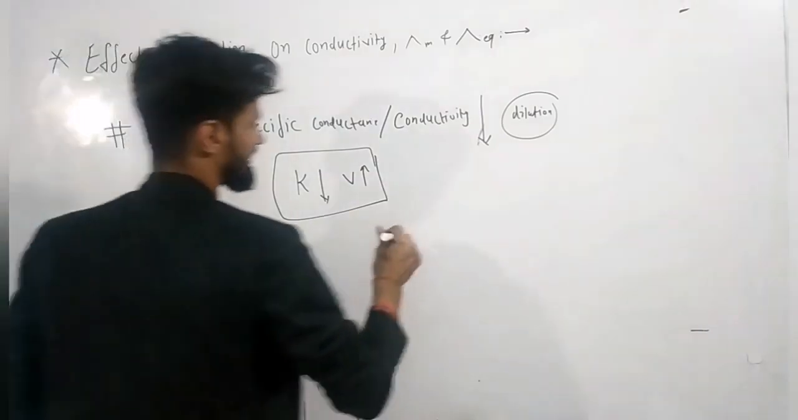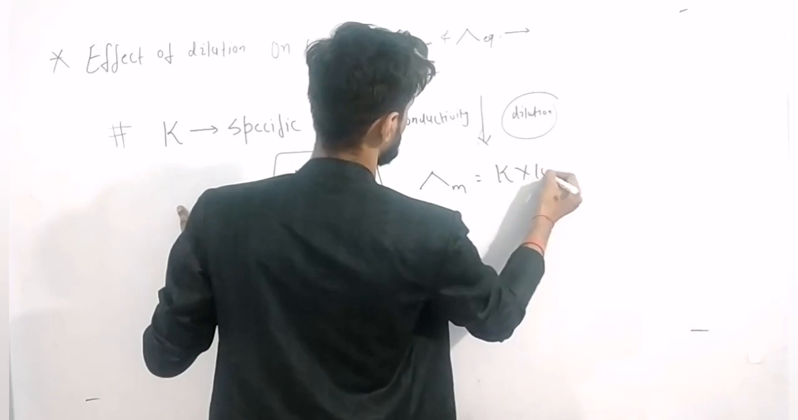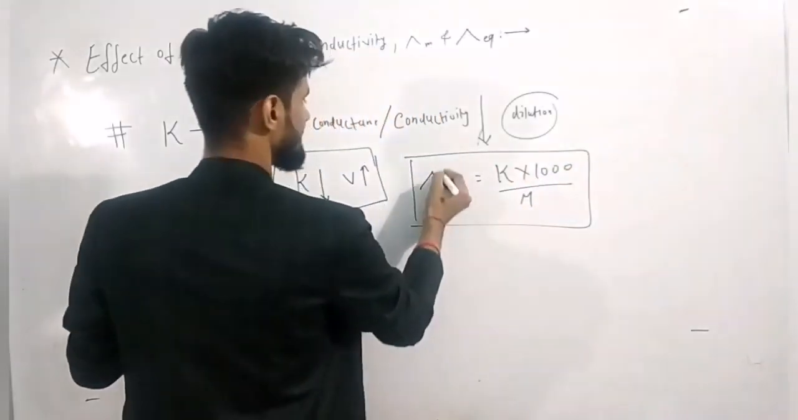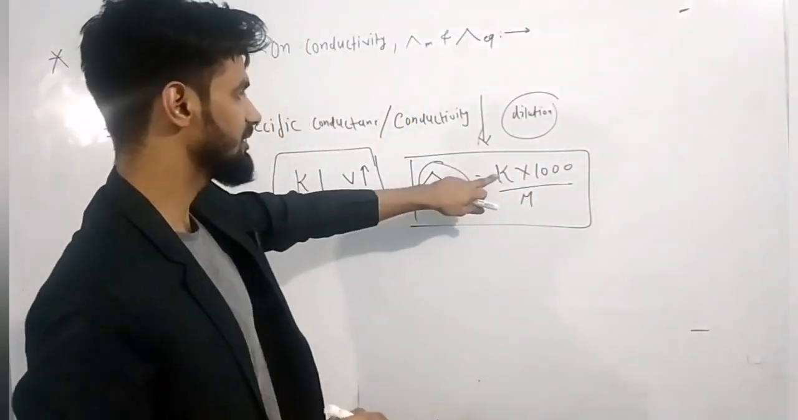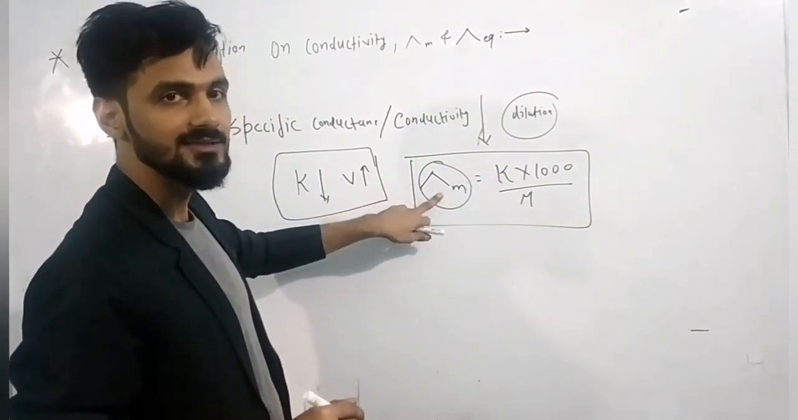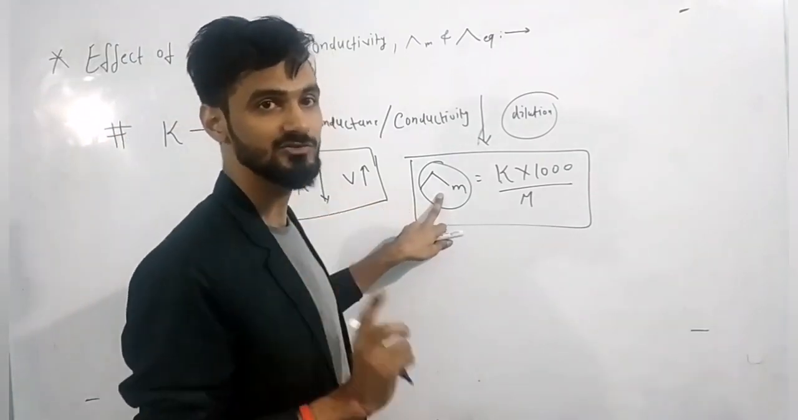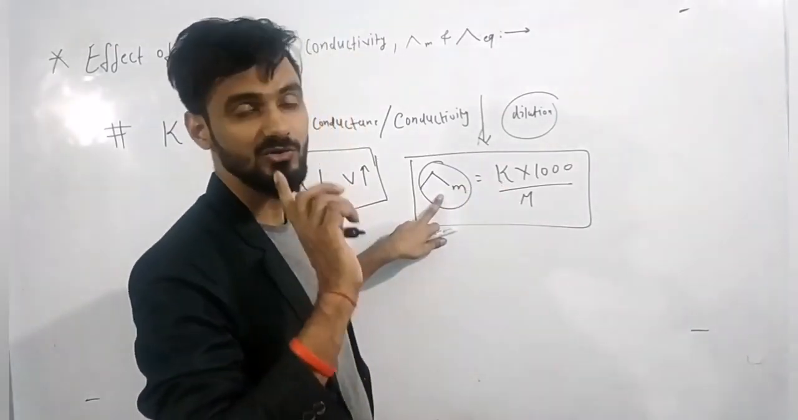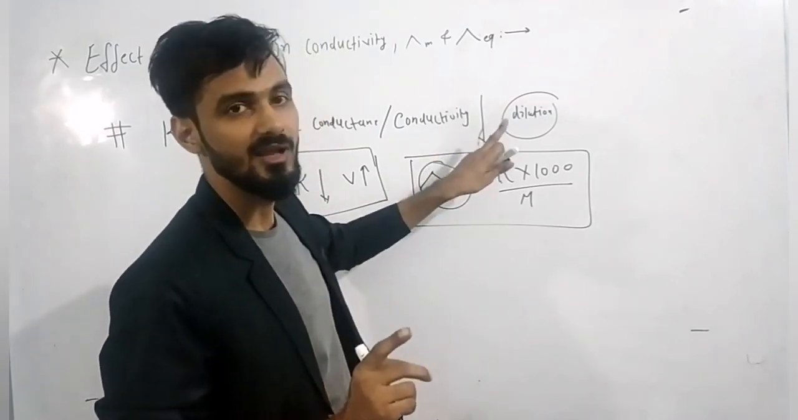Already you have defined kappa molar, which equals kappa into 1000 upon M. It means molar conductance is directly proportional to kappa. If you increase the volume, kappa decreases, so molar conductance would also decrease. But it's not like that. Molar conductance doesn't decrease when you dilute the solution. Kappa decreases, but molar conductance or equivalent conductance is not going to decrease after dilution. Why is it happening?